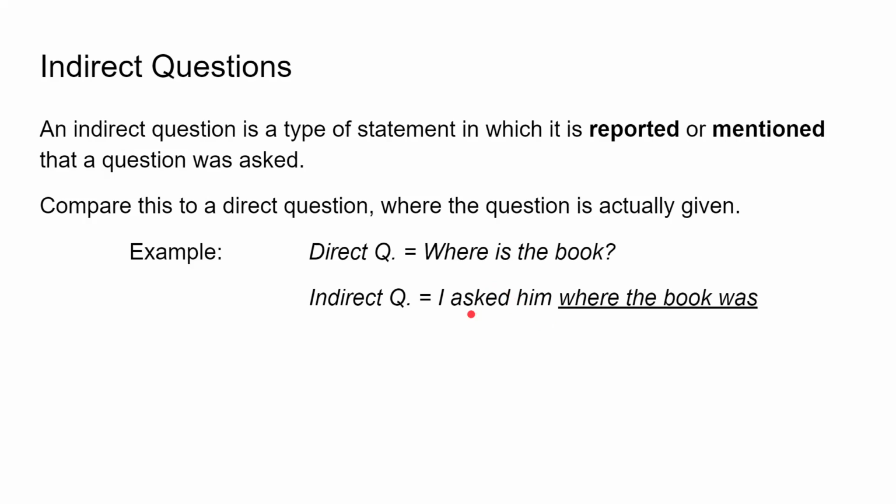Now, an indirect question, just like an indirect statement, is going to be introduced by some verb of saying, thinking, perceiving. Really more in this case, in the case of indirect questions versus indirect statements, it's going to be a verb of asking. So, for example, I asked him where the book was. So notice that our main clause right here is I, that would be in the nominative, asked is the verb, and him is the direct object.